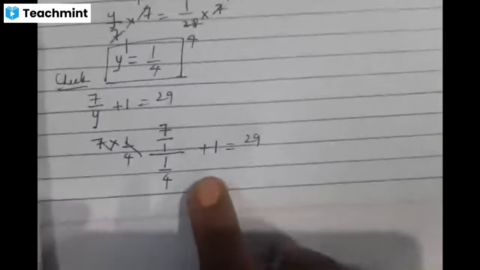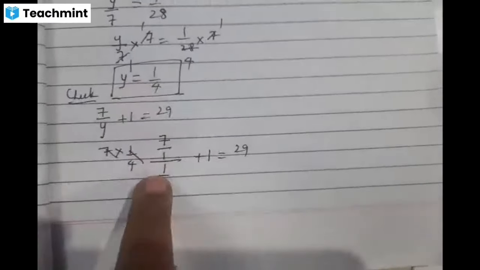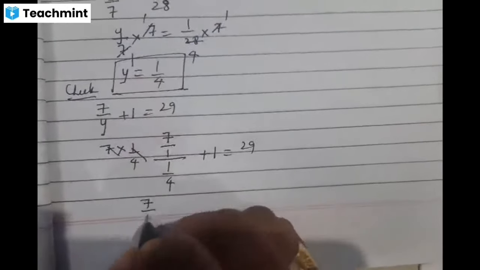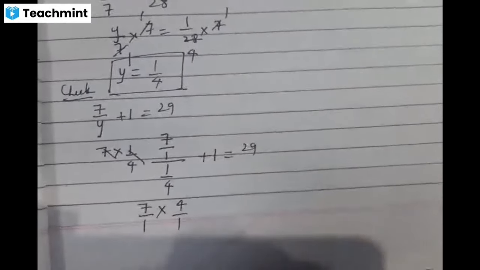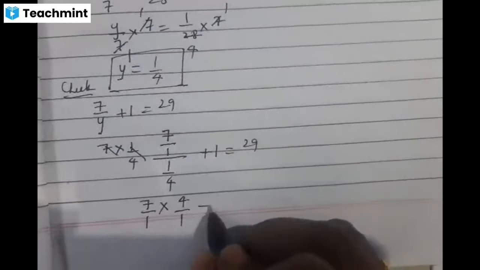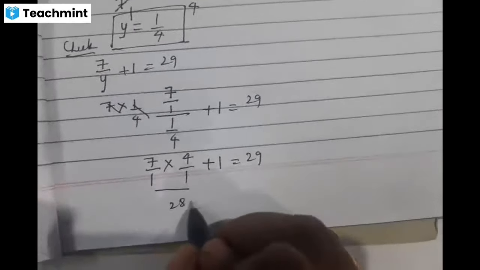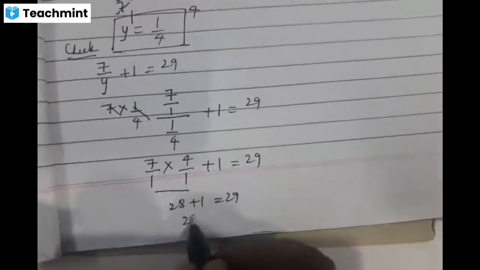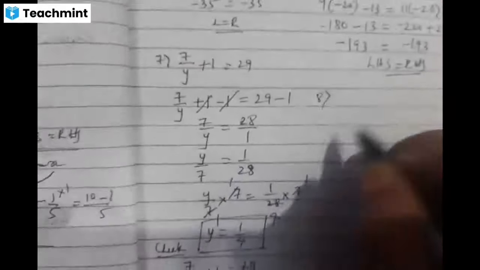This step is very important, children. I have written 7 by 1 whole divided by y, which I have written as 1 by 4. Now 7 by 1 into 1 by 4, I take it to the numerator. It will become 4 by 1 plus 1 is equal to 29. First multiply then add. 7 fours are 28 plus 1 is 29, so 29 is equal to 29. LHS is equal to RHS. Hope you understood. You have to get more and more practice. Then only you will become perfect.